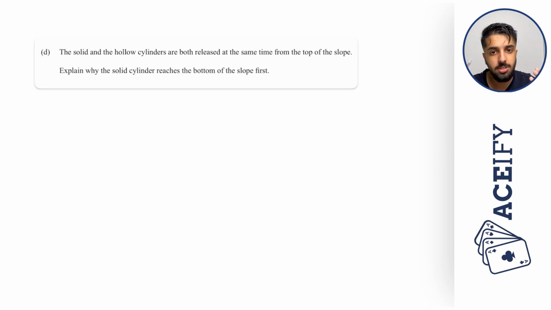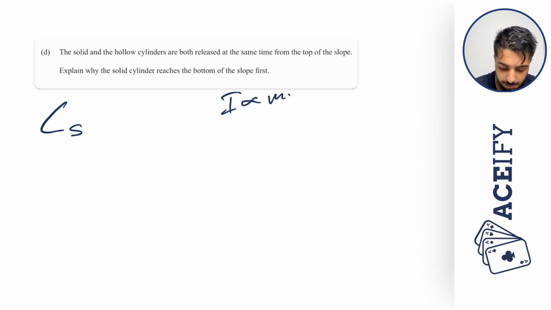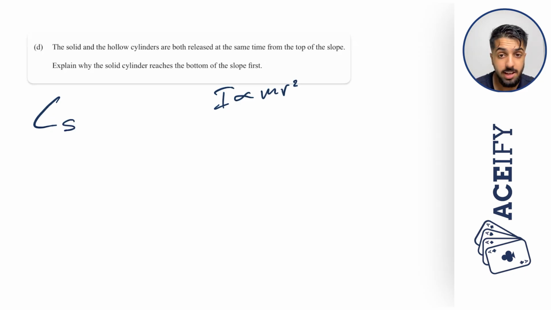The solid and hollow cylinders are both released at the same time from the top of the slope. Explain why the solid cylinder reaches the bottom of the slope first. Okay, so for the solid cylinder, because I is directly proportional to mr squared, its effective radius is going to be less than the hollow cylinder, because more of the mass is closer to the axis of rotation, and therefore its rotational inertia is going to be less than that of the hollow cylinder.